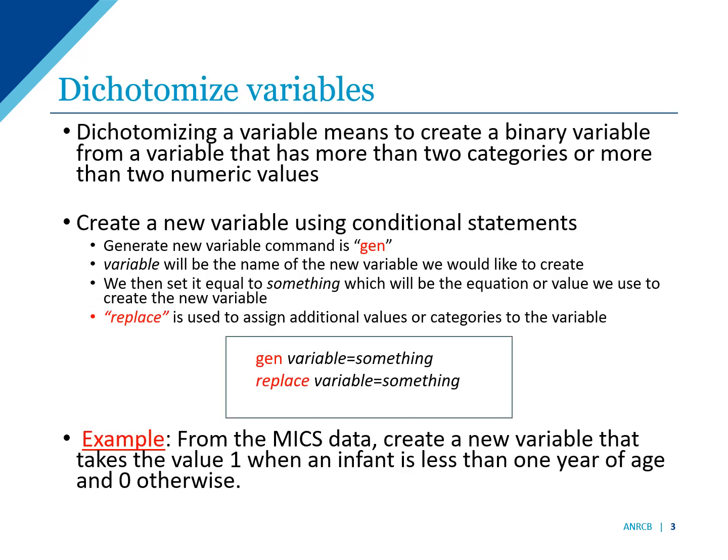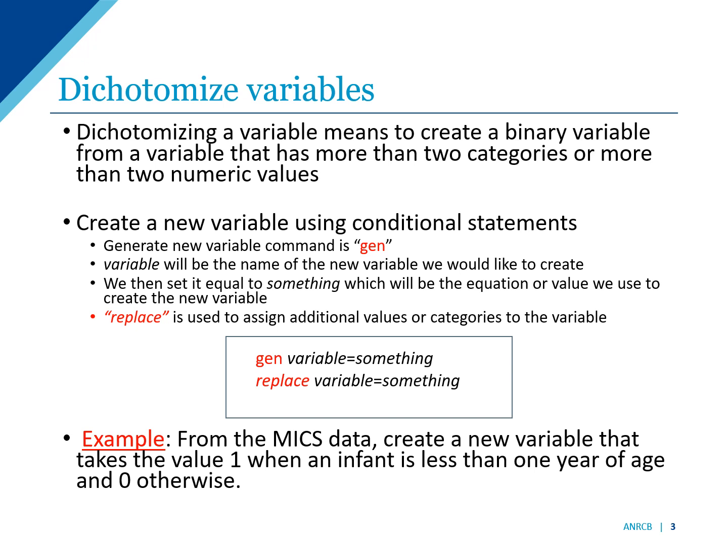We'll begin with dichotomizing variables. Dichotomizing a variable means to create a binary variable from a variable that has more than two categories or more than two numeric values. We discussed why we might want to create a version of a variable with less detail in Topic 7.3, and here we'll walk through how to do this in Stata. We will create a new variable using conditional statements.